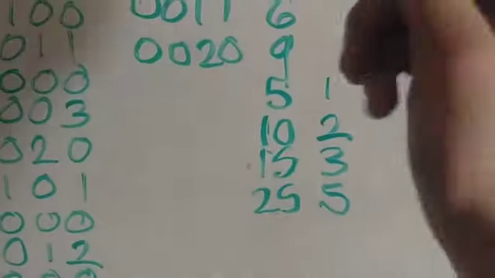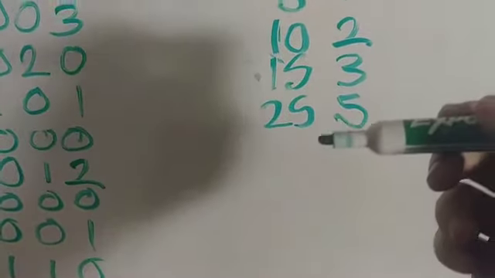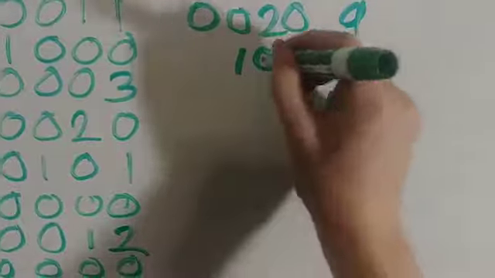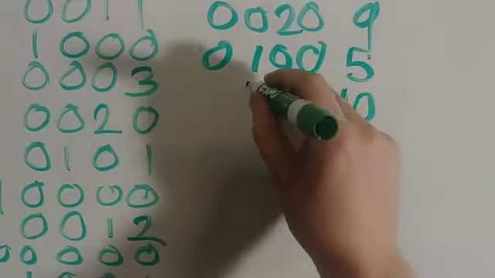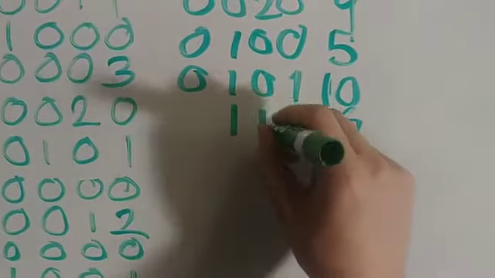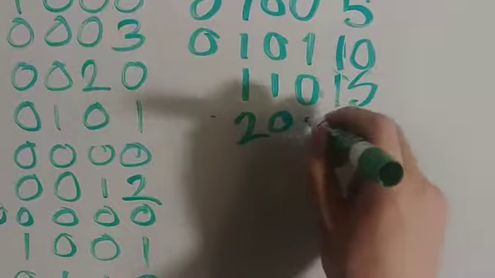So every time you put a prime down, you are then dealing with harmonics of the other primes. So what does 5 look like? Well, 5 is 100. 10 is 101. 15 is 110. And 25 is 200.